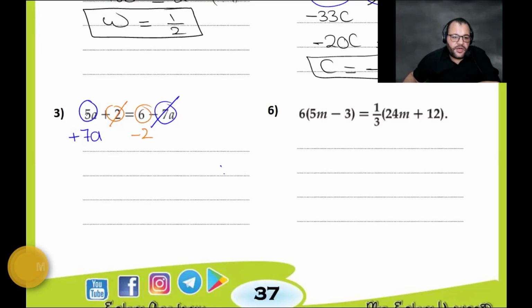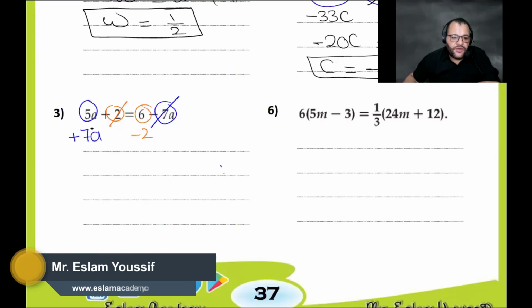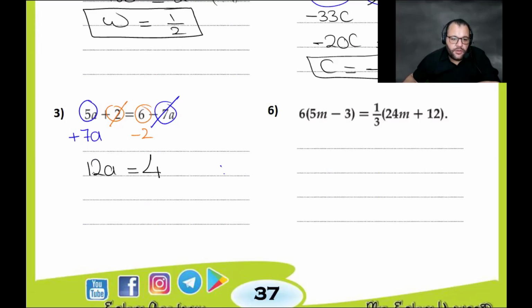So now simplify 7a and 5a, 12a. 6 minus 2 equals 4. Because it's 12a, we divide by 12. Why do we divide by 12? Check the lesson for solving equations in one step, one step equation. So I get it. So a equals 1/3.